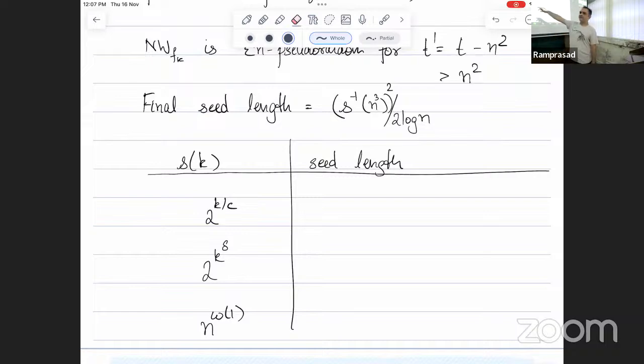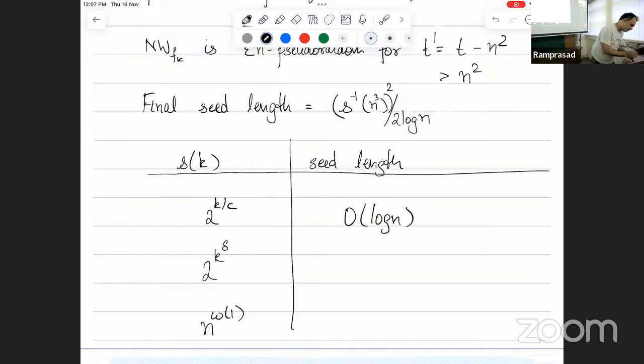Okay, so if S of k happens to be exponential, that is like 2 to the k by c, where we were setting c to be 1000 or something like that, then S inverse is going to be order log n. So therefore the right hand side is going to become something like order log n the whole square by log n. So here the seed length is going to be order log n, where somehow that c will show up in the construct.